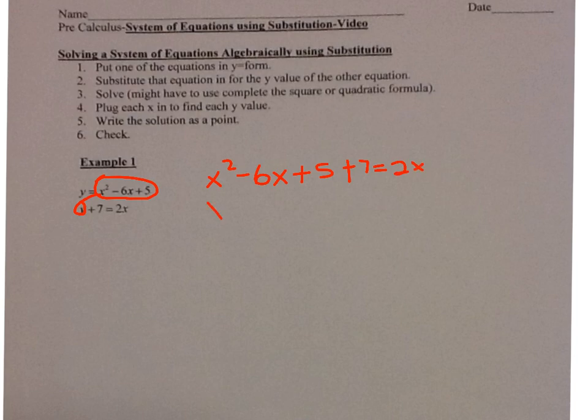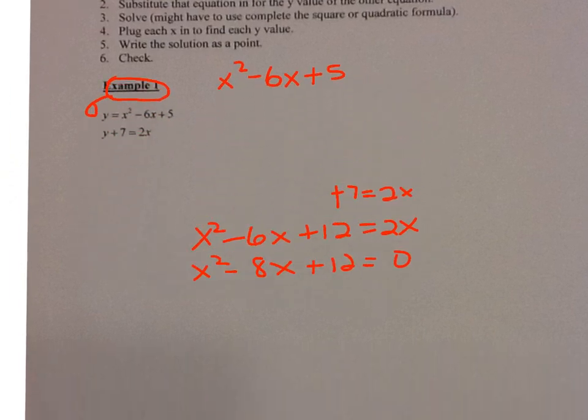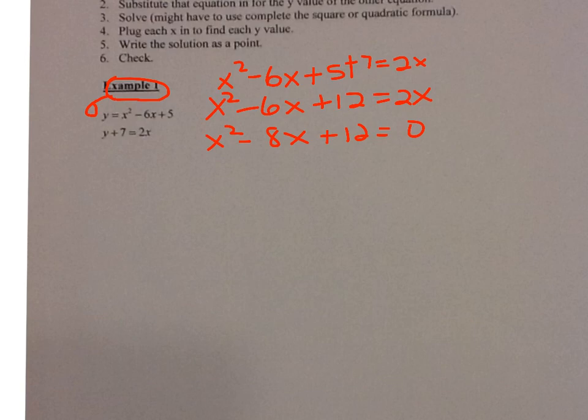So when I combine like terms, I get x squared minus 6x plus 12 equals 2x. So I'm going to subtract 2x from both sides. So I get x squared minus 8x plus 12 is equal to 0. So now I'm going to factor. So I'm going to do master product.